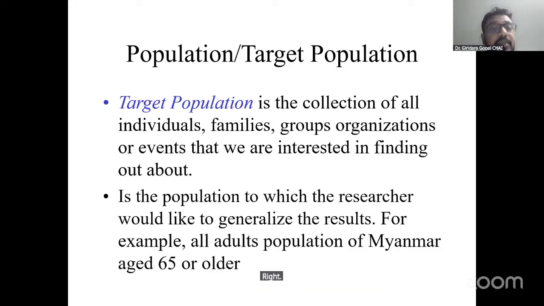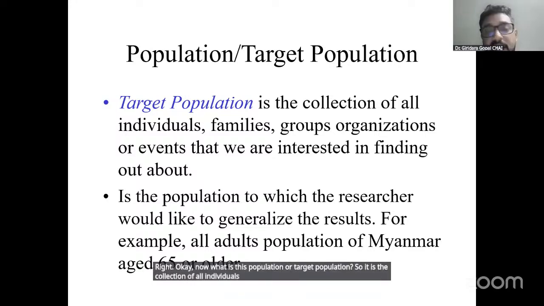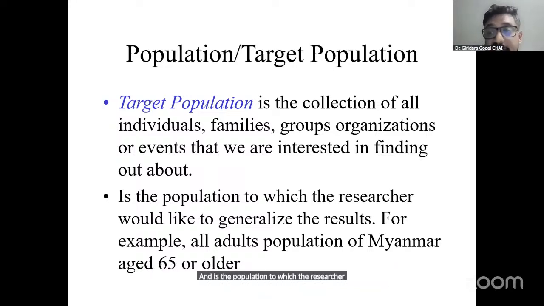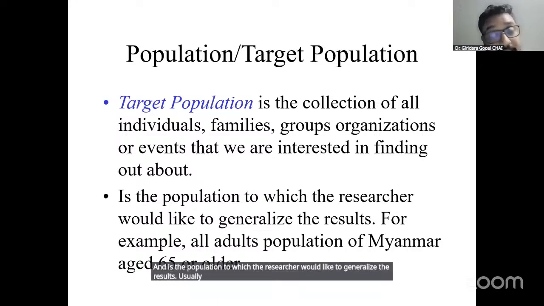Okay. Now, what is this population or target population? It is a collection of all individuals, families, groups, organizations, or events that we're interested in finding out about. And it is a population to which the researcher would like to generalize the results. Usually, yes, we have to do that. And that's the reason why I was telling very clearly, if you want to generalize the results that you're carrying out in the research, your target population has to be defined.